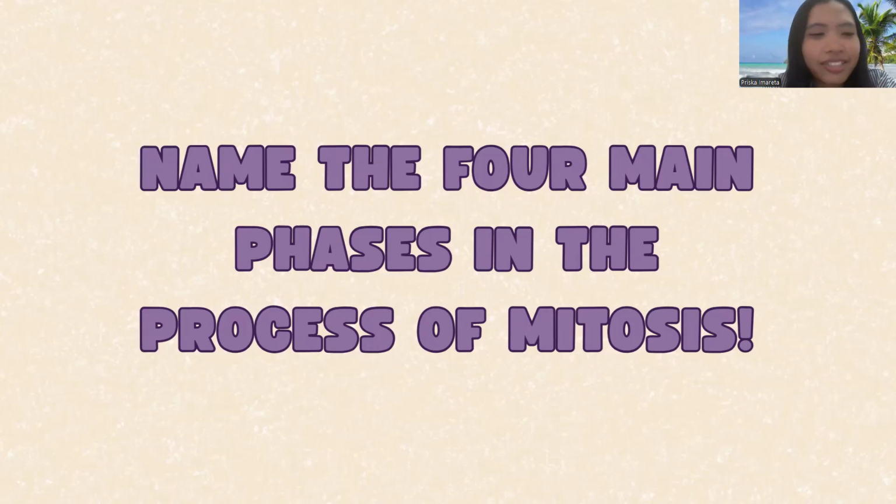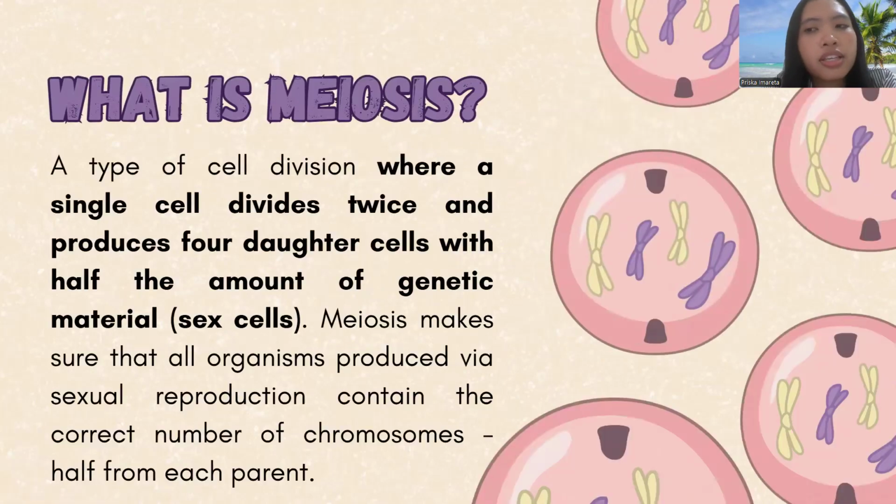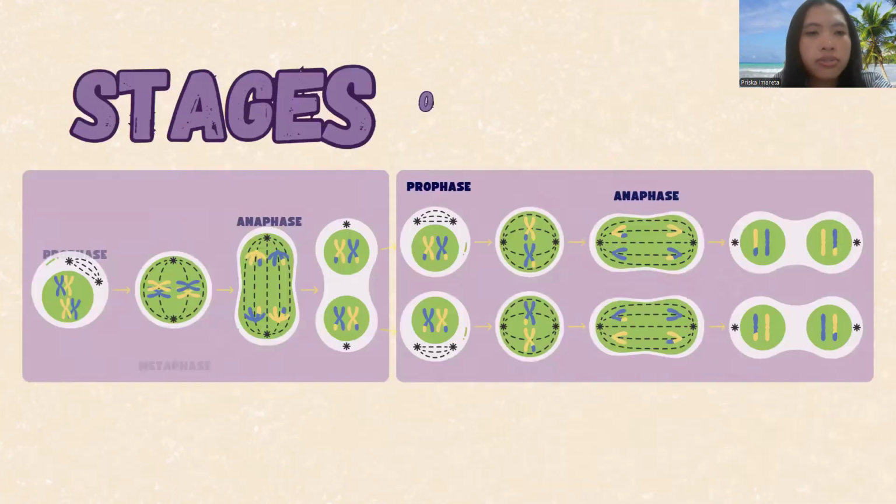Okay, next is meiosis. So meiosis is a type of cell division where a single cell divides twice and produces four daughter cells with half the amount of genetic material, or sex cells. Meiosis makes sure that all organisms produced via sexual reproduction contain the correct number of chromosomes, half from each parent.